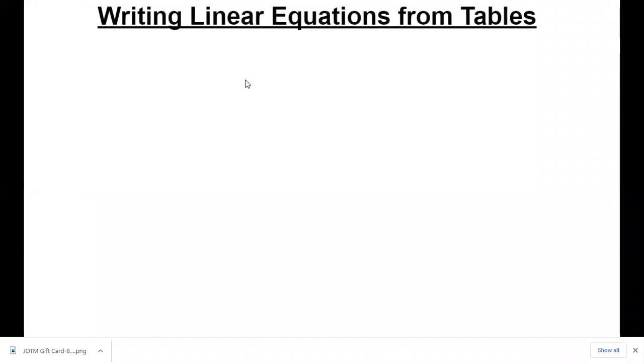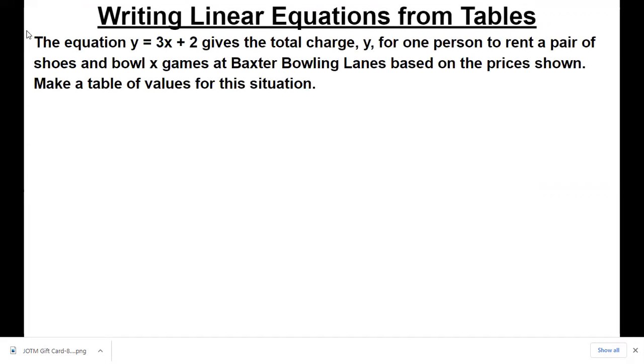Okay, writing linear equations from tables. So the equation y equals 3x plus 2 gives the total charge y for one person to rent a pair of shoes and bowl x games at Baxter Bowling Lanes based on the prices shown. We're going to show the table in a minute. Make a table of values for this situation.